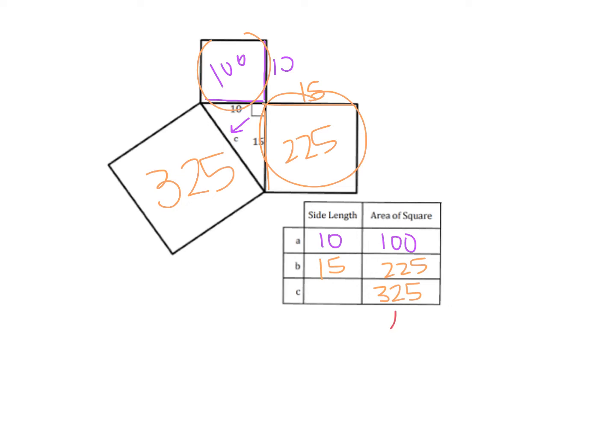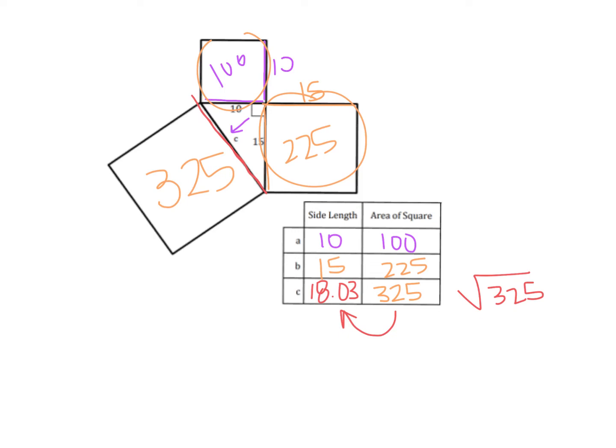Then I need to work backwards to figure out the side length. What number times itself gives me 325? That one's not on my list of perfect squares, so I go to my calculator and use the square root button. If you don't know where that button is, check with me, please. The square root of 325 is roughly 18.03. The hypotenuse should always be the longest side, and 18.03 is longer than both 10 and 15.